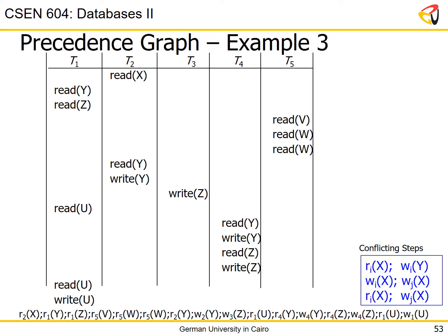Now, I have here another example. You should trace it on your own. And this will be the precedence graph. And as you see, there are no cycles. What I just did here is that I just added more transactions. So we have 5 transactions.